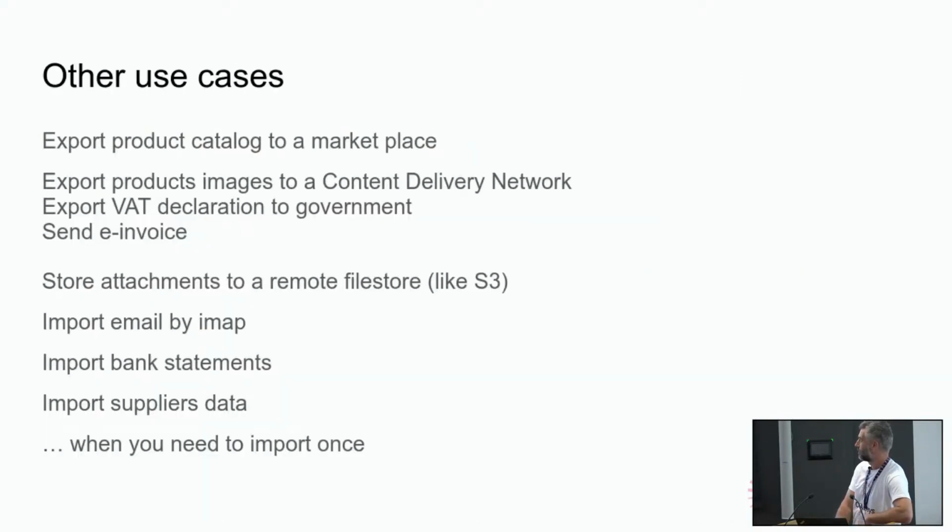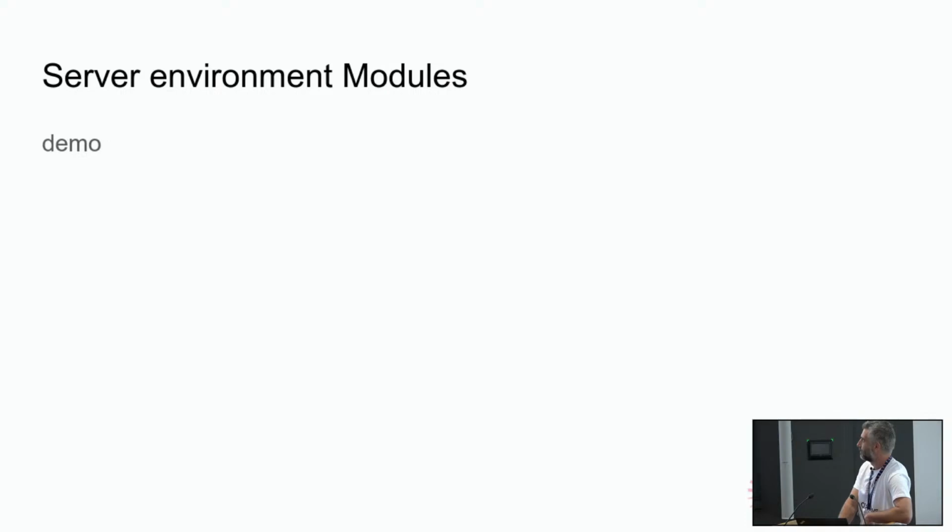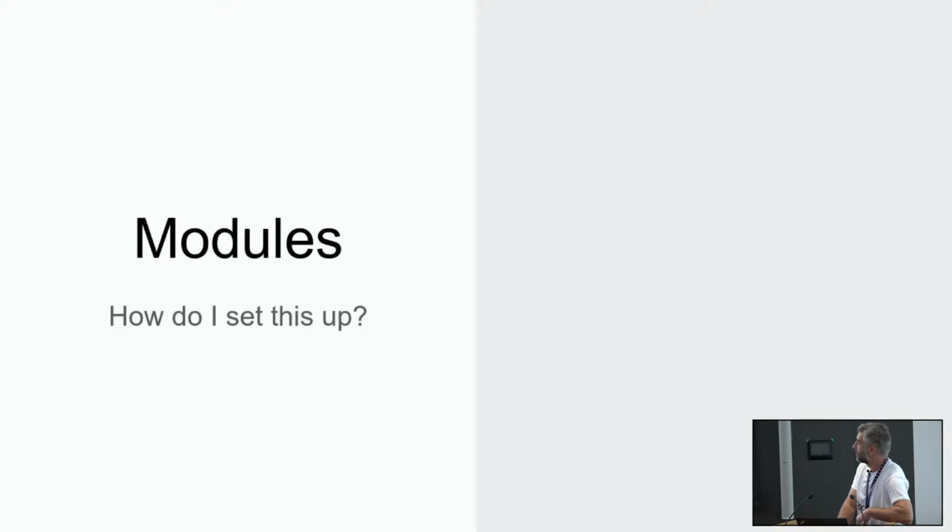So there are other use cases. I talked about some of them. You can publish product catalog to a marketplace. When you export VAT declarations or other things to the government, usually you don't want to do it from the staging servers, because when you do, it's really sad to pay a fine on that. I will do the demo after, I think.